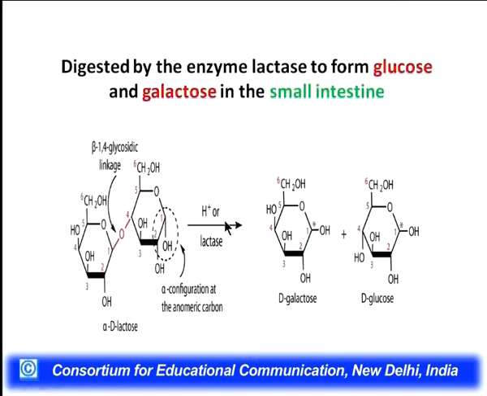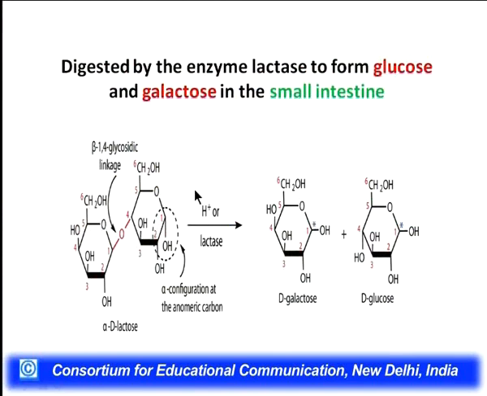Again here, this is a condensation reaction. Now what we know is that lactose is digested by the enzyme lactase to form glucose and galactose in the small intestine. So what happens is that, here, the enzyme brings about hydrolysis at this place. We can even bring about acid hydrolysis. And what we find here is that this molecule breaks down to give us D-galactose and D-glucose.